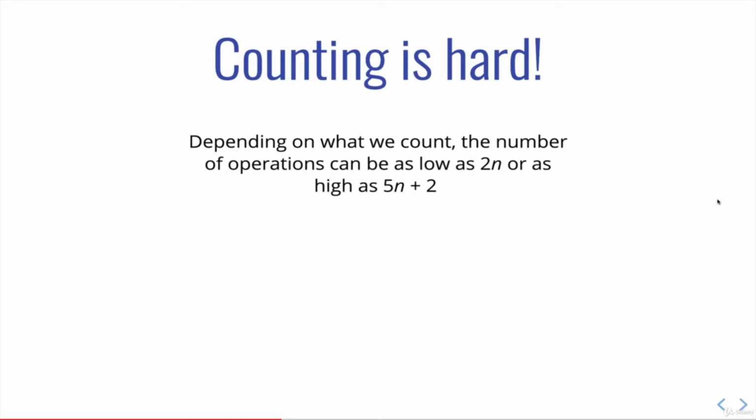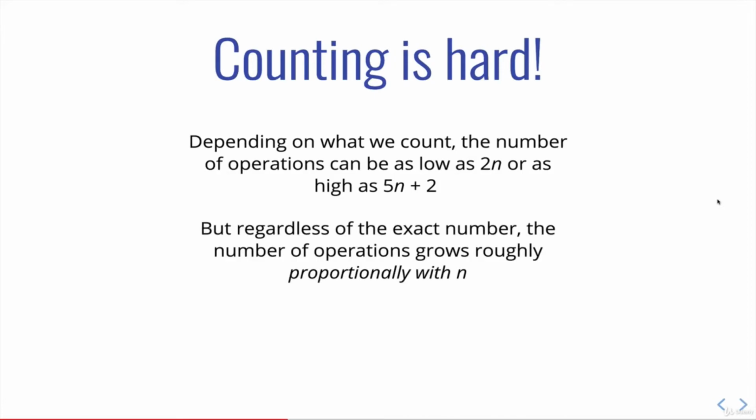That's one way of doing it, but what I want to say is that it doesn't really matter, because regardless of the exact number, whether it's 5n plus 2 or 2n or 3n or even 50n, what we care about is a general trend. And this is what we're going to see a lot with Big O. We're focused on the big picture. So in this case, as n grows, the number of operations grow roughly in proportion with n.